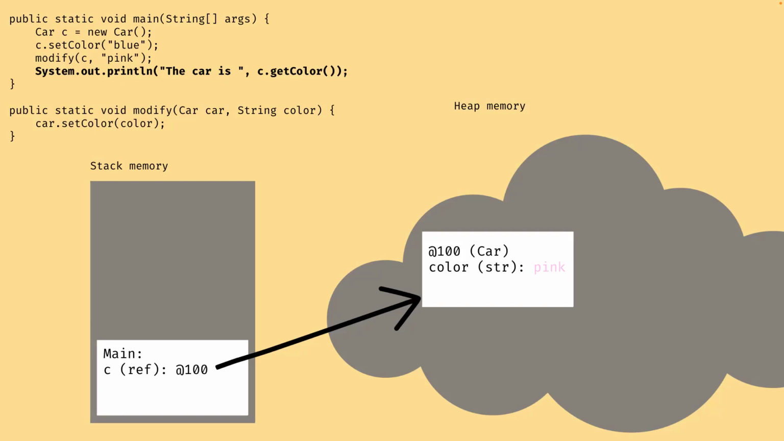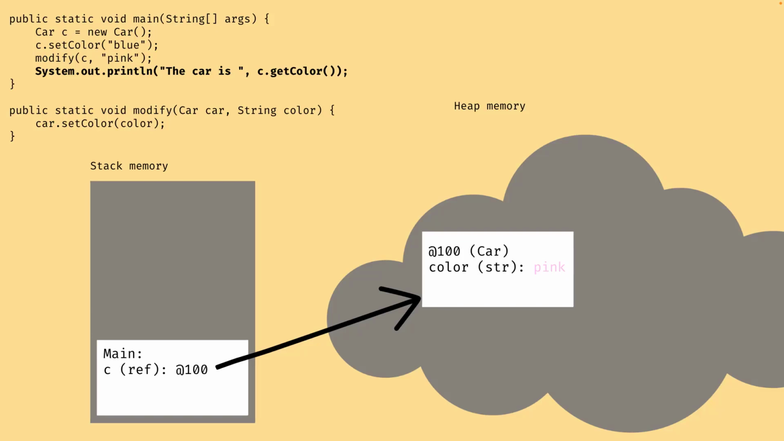And what we want to do here is print the value of the color of the car. And as you can see, our main is pointing to the same object on the heap. And even though in the main method we set the color to blue, we passed in the reference to the modify method, which updated the value to pink. So the key here is that there is only one car.